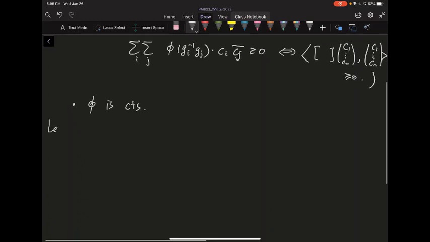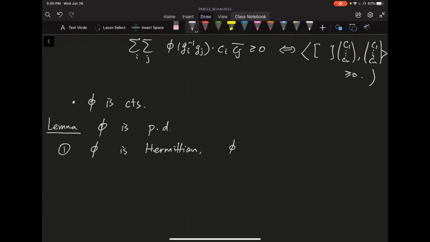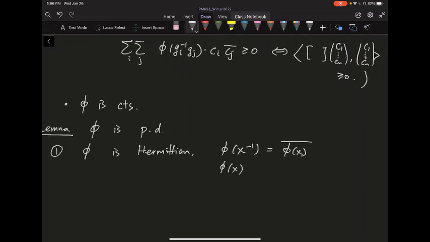Positive definite functions have a really nice property. So here is a bunch of lemmas. Let's assume that phi is positive definite. Sometimes I just use PD for positive definite. Then first of all, this phi has to be Hermitian. What I mean by Hermitian is that if I evaluate phi at x inverse, that's essentially phi of x, but the whole thing takes a conjugate. Or equivalently, you can say phi of x is just the conjugate of phi of x inverse.